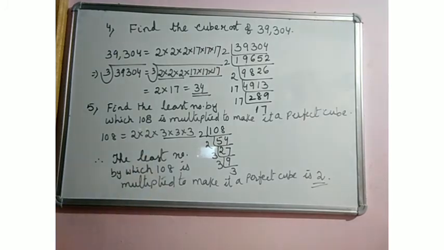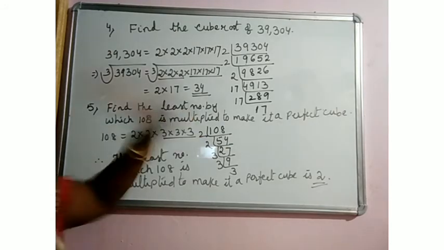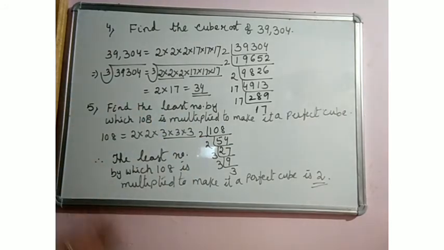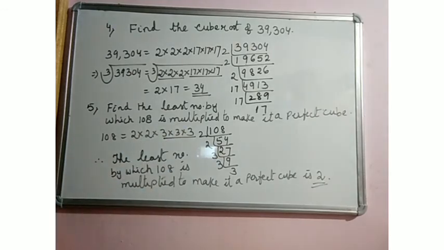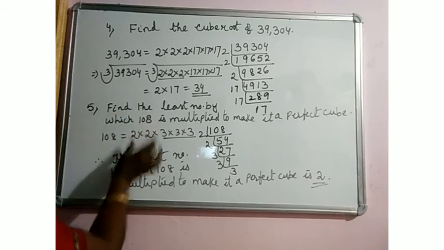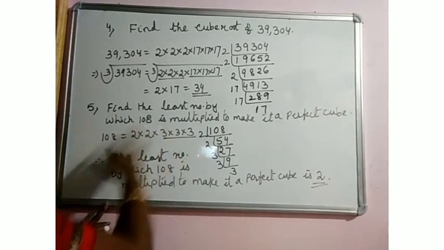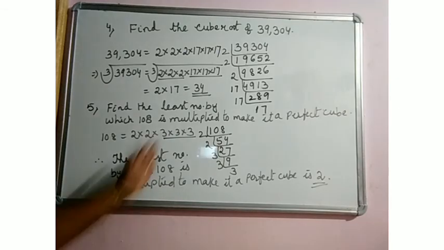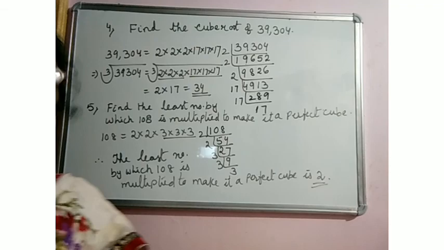Okay. And if the question is, find the least number by which this is divided. Divided means, for this particular question, what is the least number by which 108 is to be divided to make it a perfect cube? That means you have to remove this, that is 2 into 2. If it is divided by 2 into 2, the 2s will be cancelled. Then you will get a perfect cube. I hope this is clear to you.